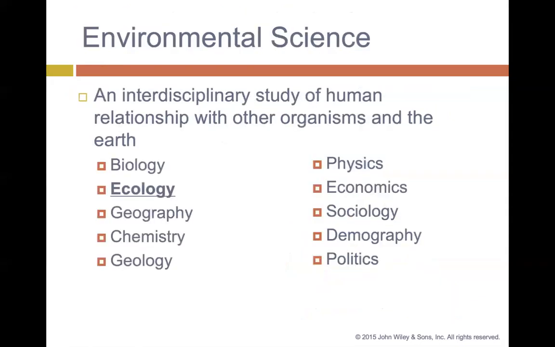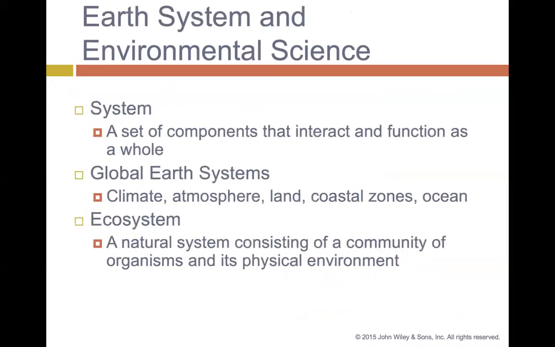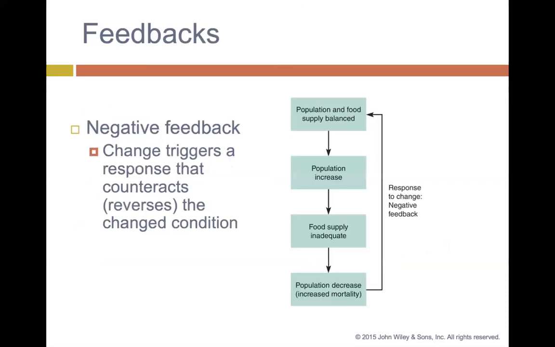So environmental science then is this interdisciplinary study of human relationship with other organisms and the earth, specifically that has to do with ecology, the environment. Earth system and environmental science: a system is a set of components that interact and function as a whole. We have global Earth systems where we include the climate, atmosphere, land, coastal zones, and ocean. And then we have ecosystems, which is a natural system consisting of a community of organisms and its physical environment.